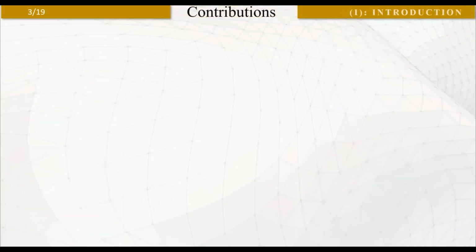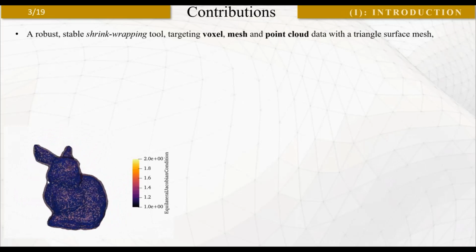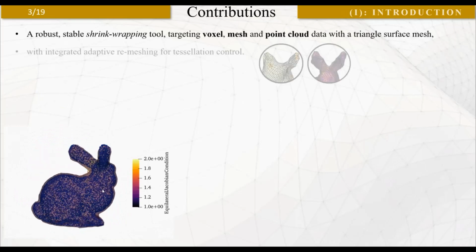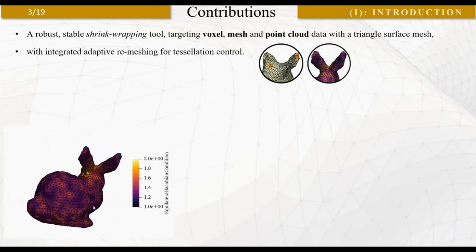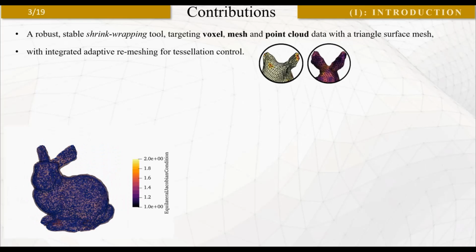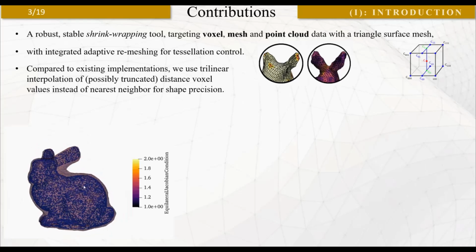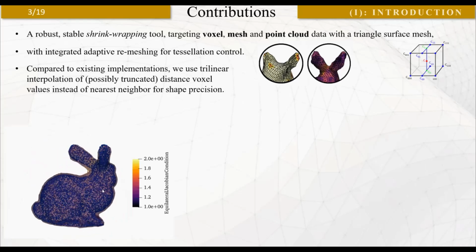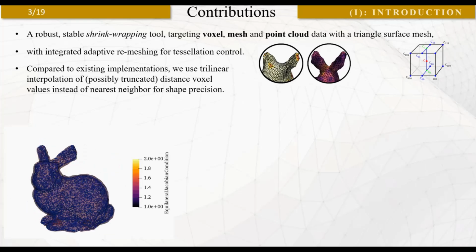The method itself actually turned out to be a quite versatile automatic tool for extracting shapes from voxel mesh and point cloud data, provided that we integrate combinatorial changes via adaptive remeshing. This is, of course, drastically improving the reconstruction quality. Compared to previous iterations of the reconstruction tool, we use trilinear interpolation instead of the nearest neighbor approach for pointwise values within the data's distance field.